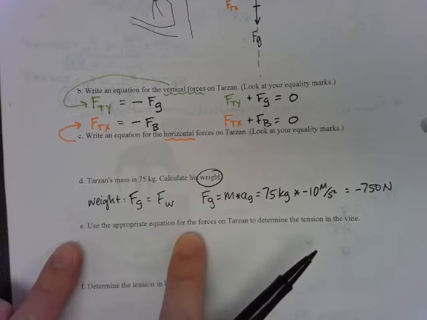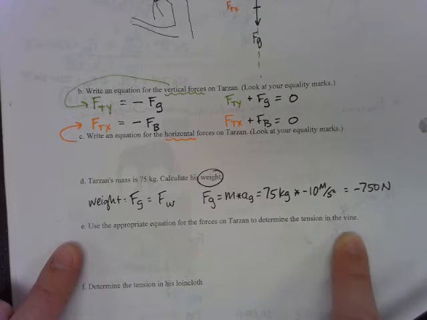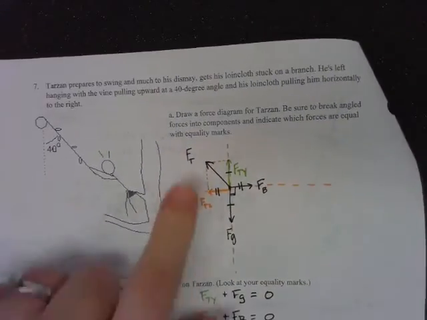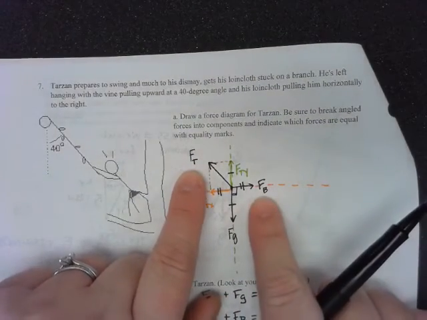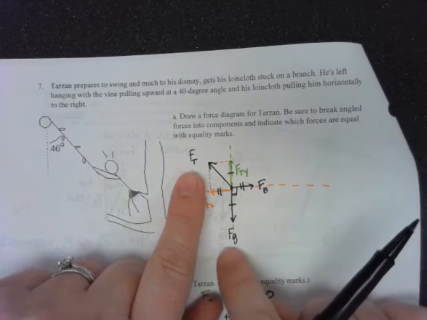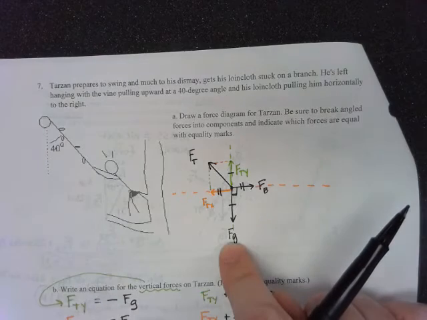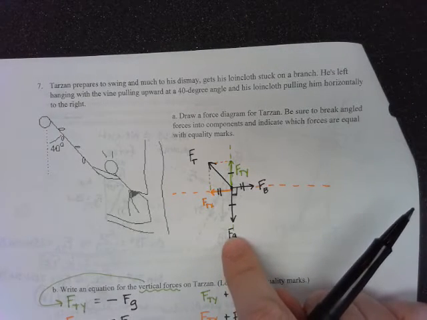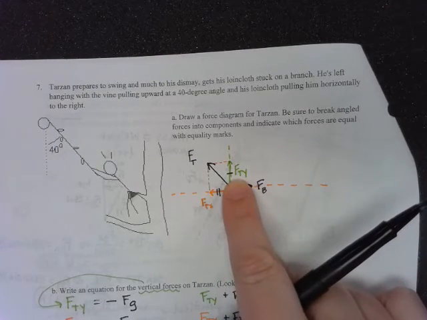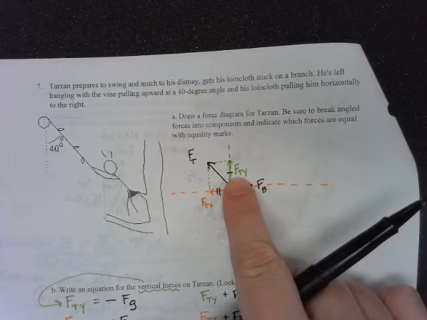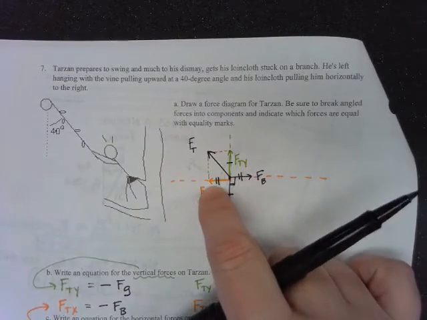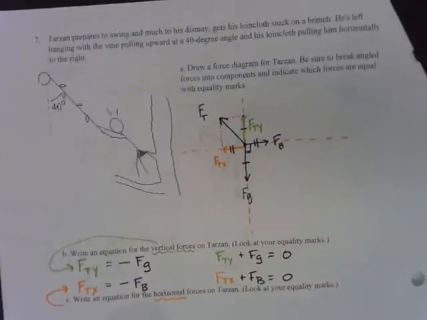So the next two questions. One says use the appropriate equation for forces on Tarzan to determine the tension in the vine, and then determine the tension in his loincloth. So it's asking us to solve for FT and FB, but the way that we're going to do that is by using what we know about FG. Because if we know FG, we know what FTY must be. If we know what FTY must be along with an equation, we can figure out the other two forces.